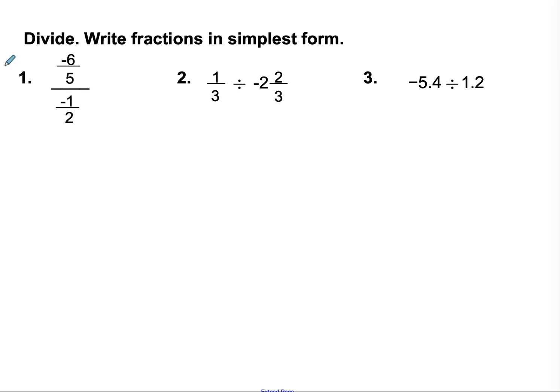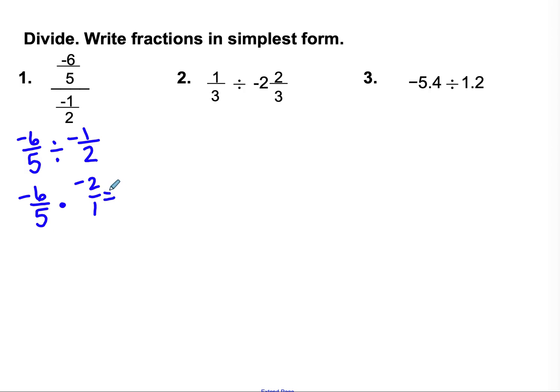So for the first one, I have negative 6/5 divided by negative 1/2. It originally was written as a complex fraction, but that's what it means. Negative 6/5 divided by negative 1/2. Okay, now I'm going to do keep, change, flip. So keep negative 6/5. Change that division to multiplication. Flip that negative 1/2 becomes negative 2 over 1. Same signs, answer is going to be positive.